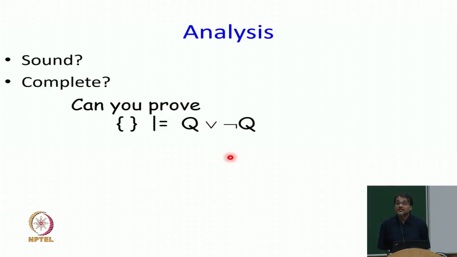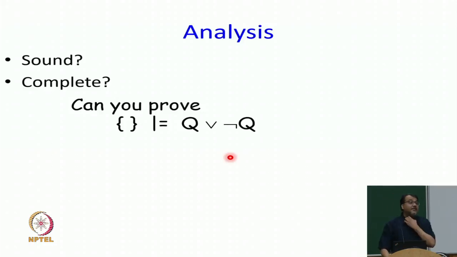Is this true? Yes. I don't need anything to prove Q or not Q. It's a tautology. But can I use forward chaining to prove it? No. Because forward chaining only applies modus ponens, and this rule cannot be proved by modus ponens.